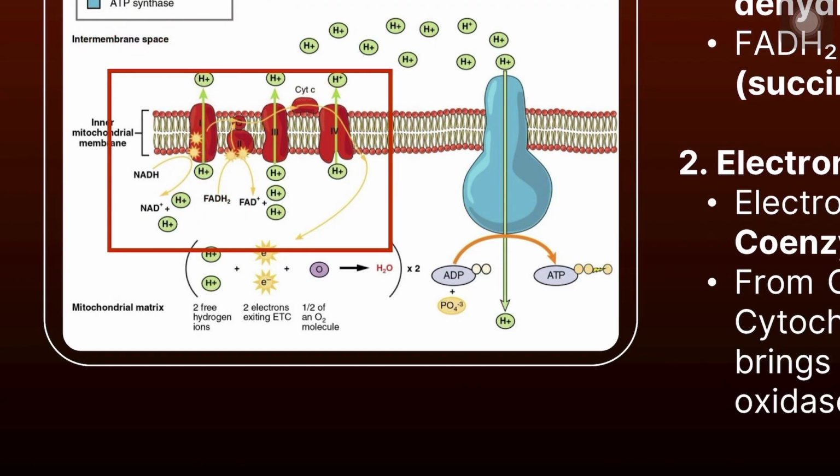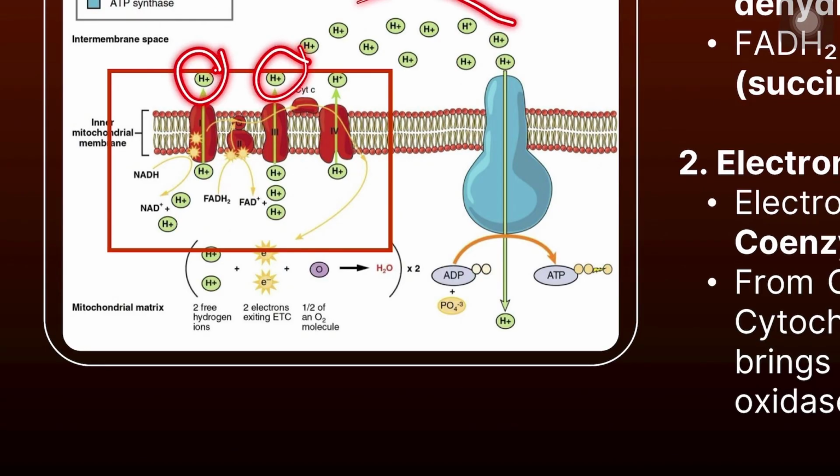On the other hand, FADH2 donates electrons to complex 2, using the enzyme succinate dehydrogenase. However, complex 2 does not pump protons, or hydrogen ions, which is why FADH2 yields less ATP than NADH, as I mentioned a while ago.